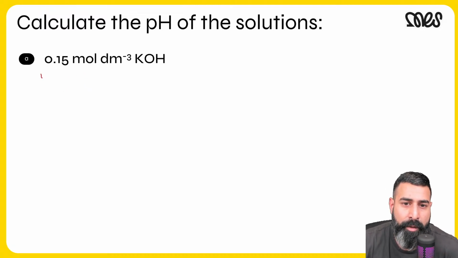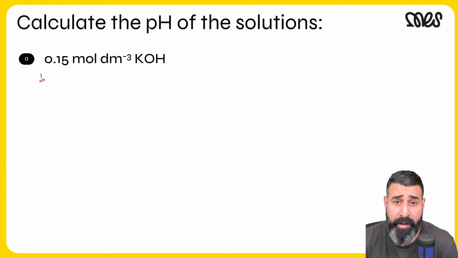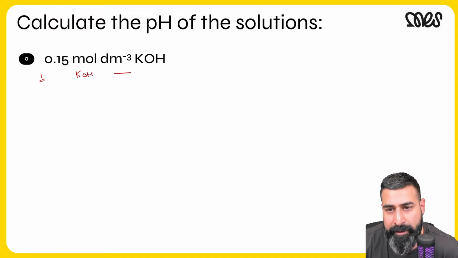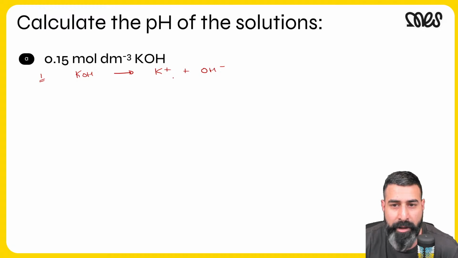Right, step number 1. What do we do? Let's say it together. Yeah, OCR give way more stuff. Right. We write out the dissociation. Why are we writing out the dissociation? To see the equation. Good.